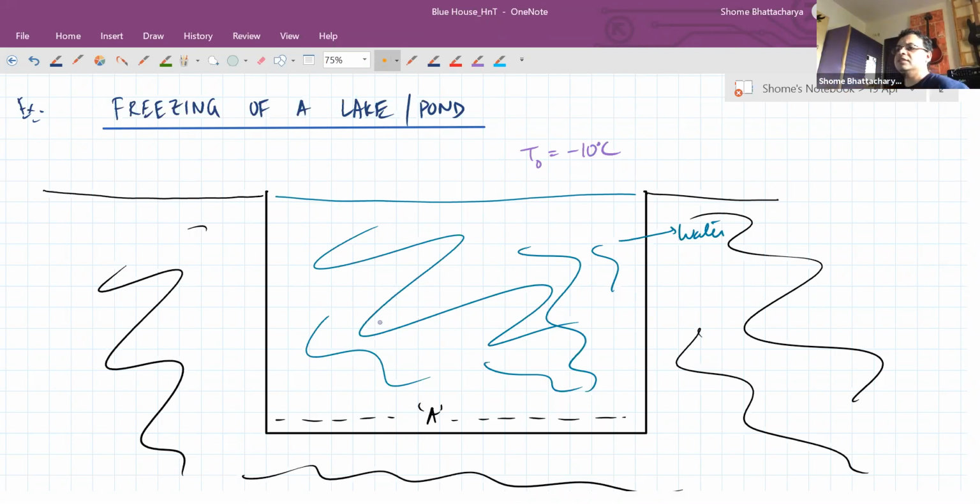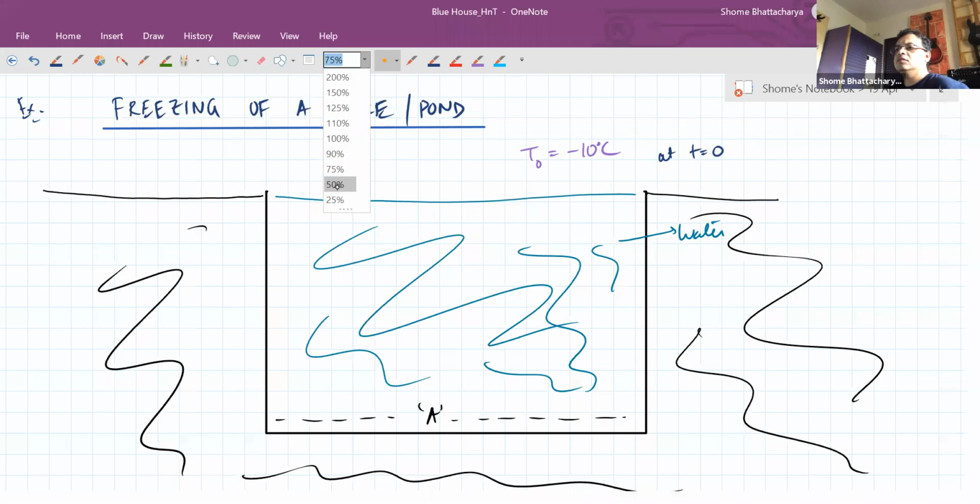So because of that, what will happen is that as the temperature drops outside and the water starts freezing, the layer of ice that is formed will be at the top. It will not be below. It will be floating on the top. Okay. So this is the situation, let us say, at time t equal to 0.